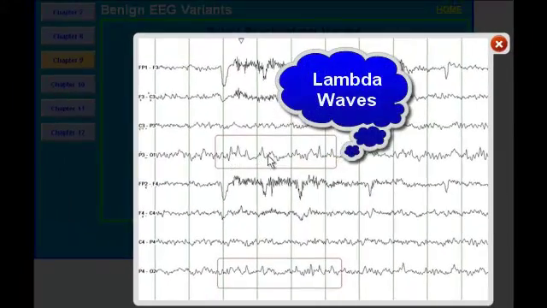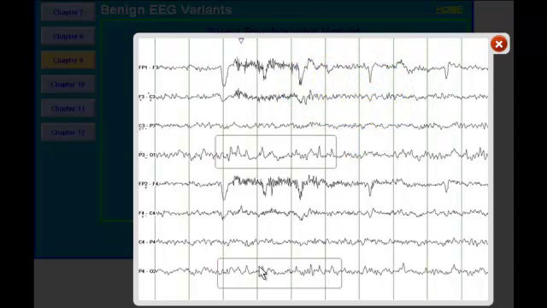These waveforms are called lambda waves. When you see lambda waves, these are one of the benign variants. These should not be interpreted as epileptiform discharges. When a person scans an image or scans any kind of printed material, you will see these kinds of waveforms show up in some individuals. So lambda waves are benign variants. These should not be misinterpreted as epileptiform discharges and have nothing to do with the diagnosis of epilepsy.